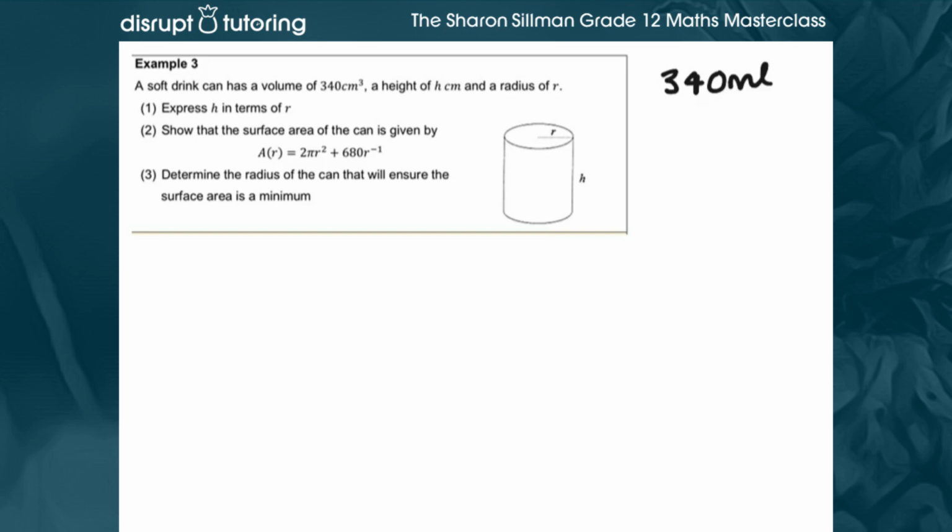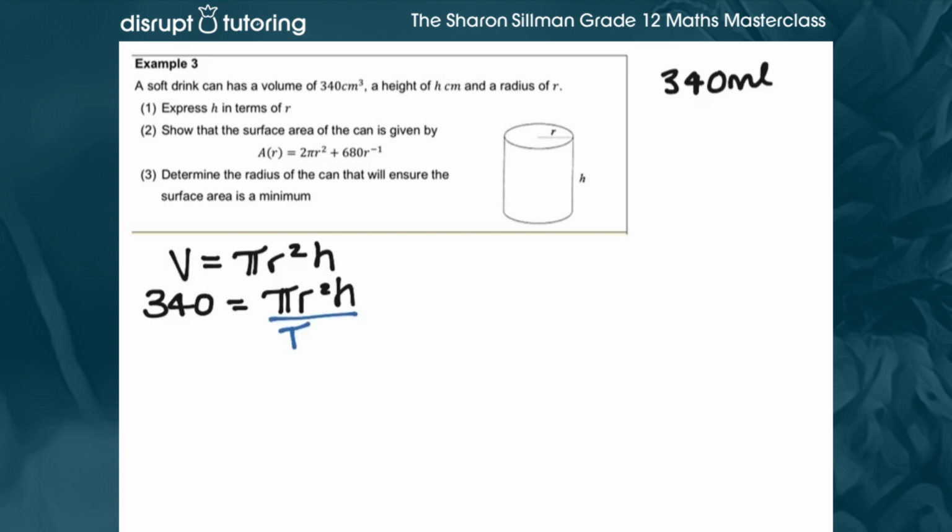We know that the volume of the can is found by using pi r squared h. They've, however, told us that the volume is 340. And if it says express h in terms of r, that means get h by itself. So therefore, to get h on its own, we need to divide by pi r squared. And if we do it on one side, we will do it on the other side. So h is equal to 340 divided by pi r squared. So we have got h in terms of r.